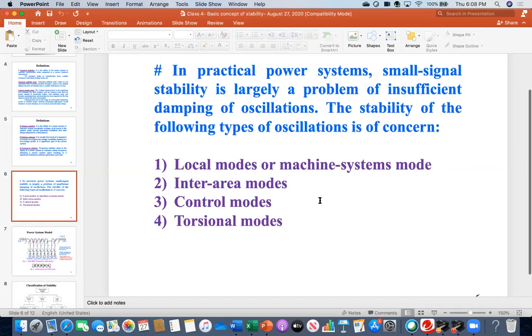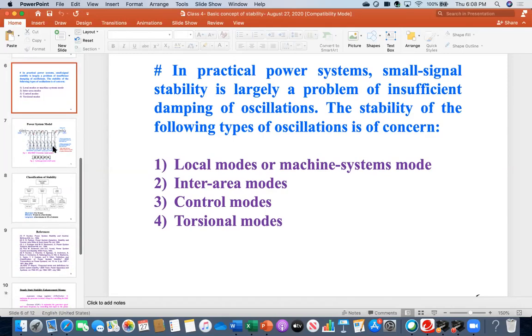So you all will remember these four terms: local mode, inter-area mode, control mode, and torsional mode. These four modes are the reasons for many small signal stability problems that might cause insufficient damping of oscillation. So everybody, could you follow me? So far it is fine? Yes, we are okay, fine, Dr.